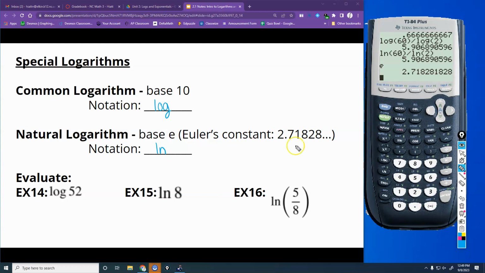Now, evaluating these on the calculator is super easy because you don't have to do the change of base. If you've got log of 52, you just type in log of 52. It's understood the base is 10. We get 1.716. You guys try those other two for me and see what you get. The LN button is just right there below the log button.